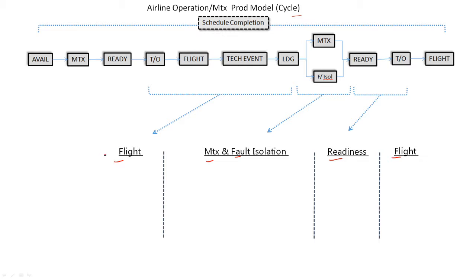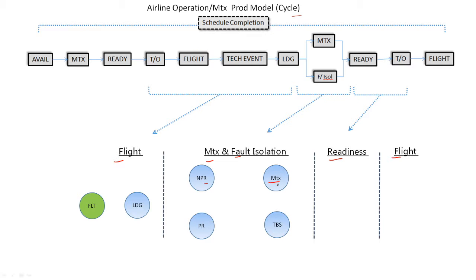So under flight, we have the flight state itself, and we have landing. When the aircraft lands, we can have PR, problem report, or NPR, no problem report. If no problem was reported, we are doing just routine maintenance. If a problem was reported, as we said, we need to fix the problem, right? And we have a troubleshooting state.